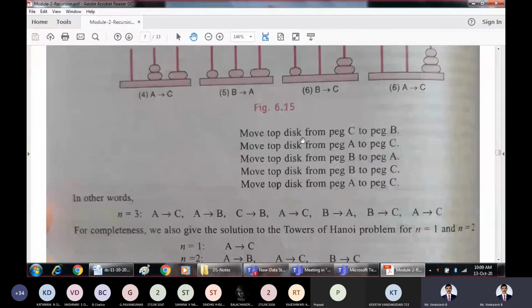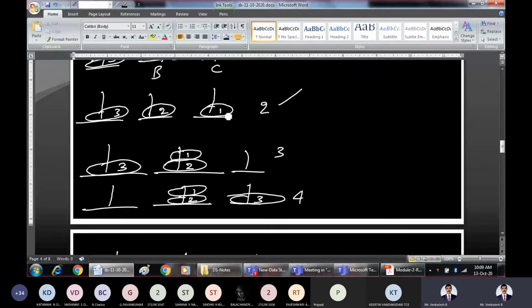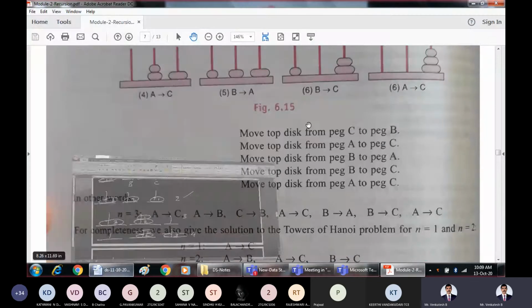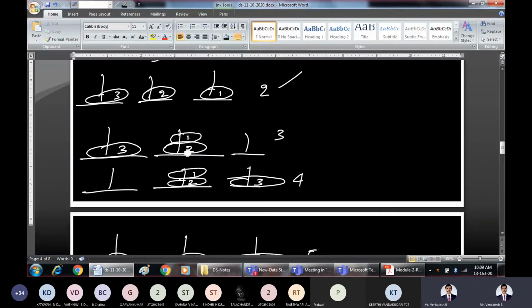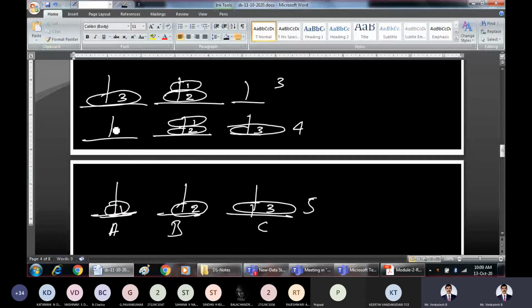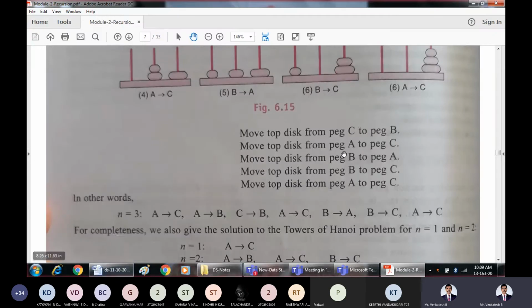Move the top disk from peg C to peg B. That is the next step. So this one I have taken from C and moved it to B. From this C, it has been moved to peg B. That is the third step. The fourth step could be A to C. Fourth step, what does it say? A to C. So take this disk from A and move it to C. That is the fourth step.